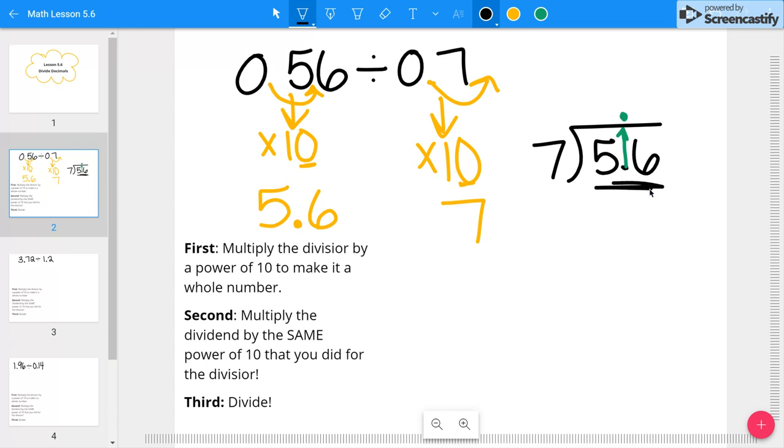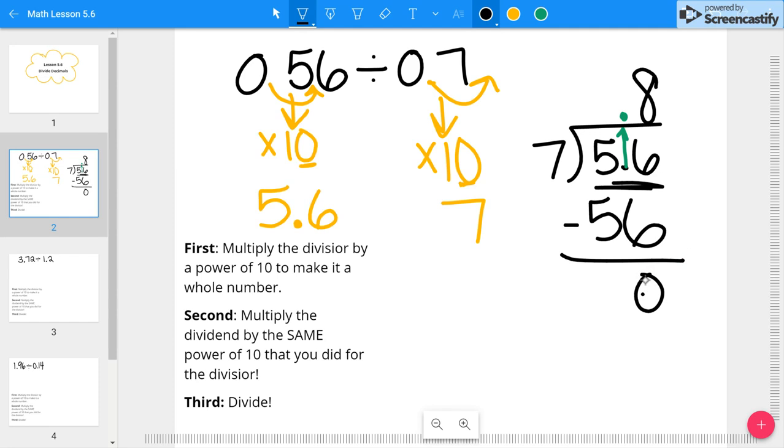And I'm thinking to myself, well, that's a math fact. What number times 7 is 56? And I know that that number is 8. Now my next step in division is to multiply. 8 times 7 is 56. Then I subtract, and I get 0. And I check. I cannot do 0 divided by 7, and I have nothing else to bring down. So my answer is 8 tenths.